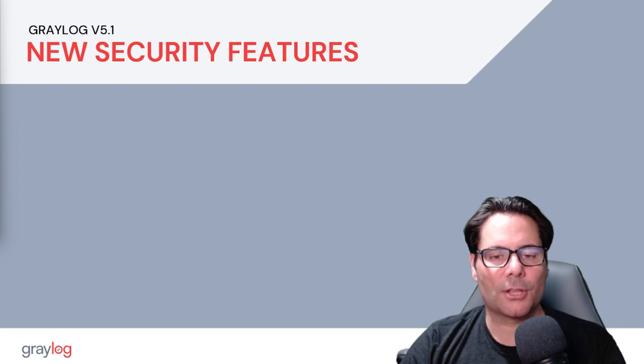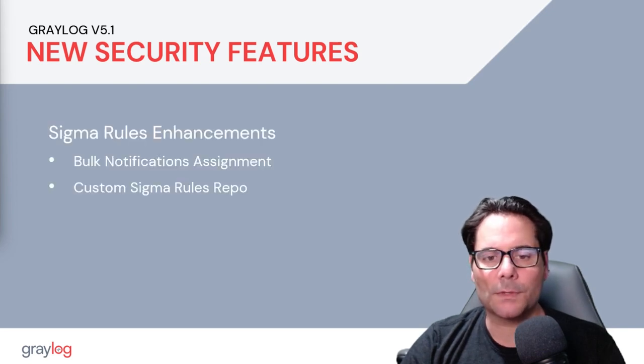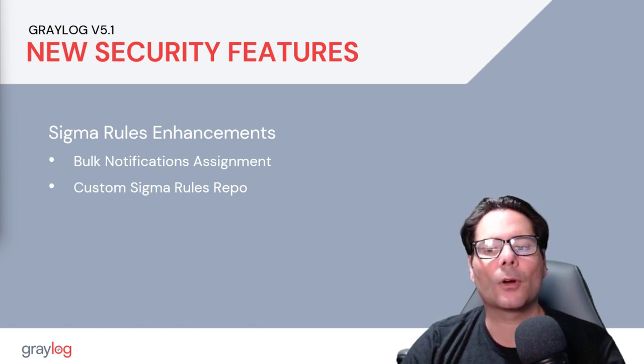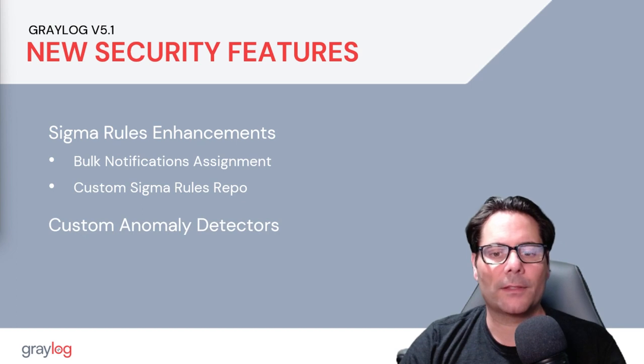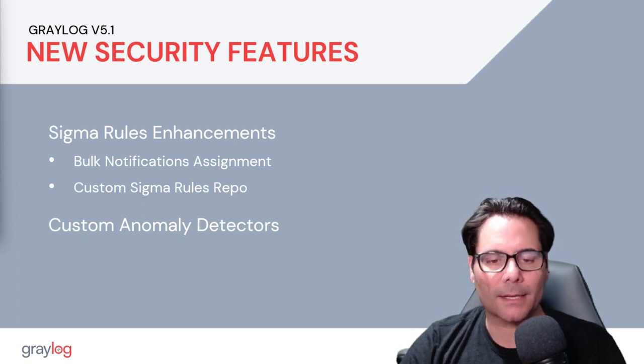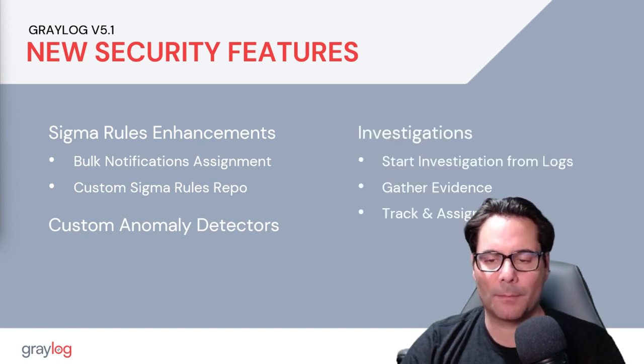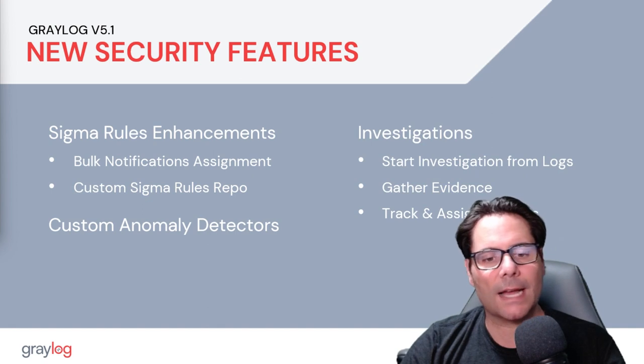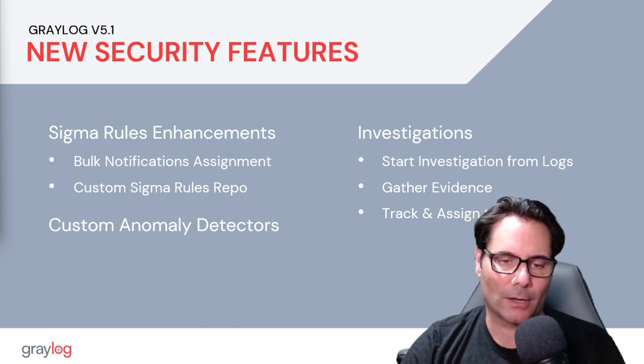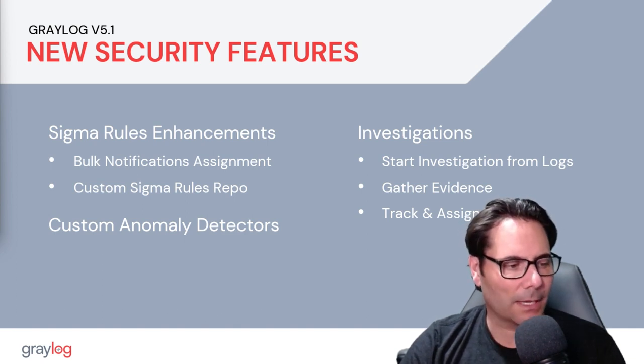And inside Graylog Security, we now have options in Sigma rules where you can create your own bulk configuration options, as well as add your own custom Sigma rules repo for keeping your own Sigma rules. We've added the ability to create your own custom anomaly detectors in the UI. And finally, something brand new, we've introduced investigations in the security menu. You'll now be able to start investigations from saved searches, dashboards, and logs, and gather evidence. Each of the investigations, when you open them, can be assigned to other users inside of Graylog. So let's have a look and see what that looks like.